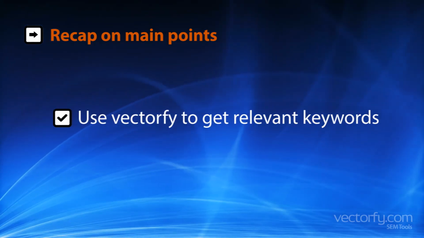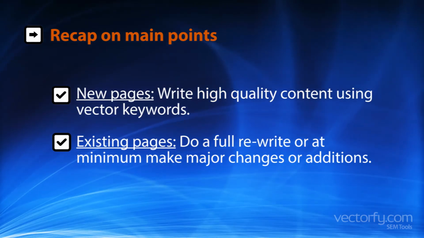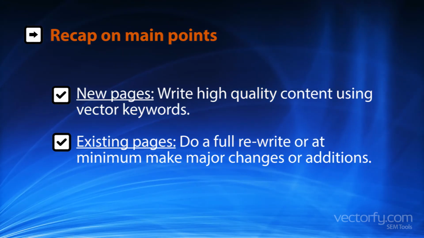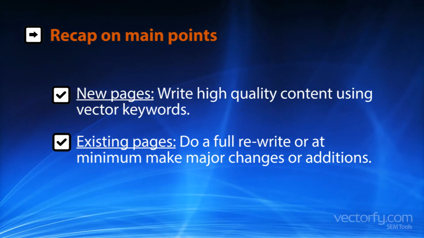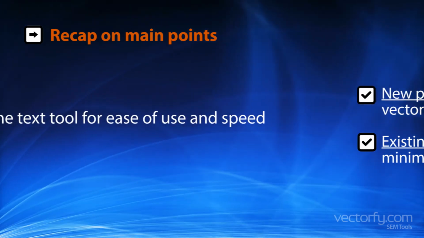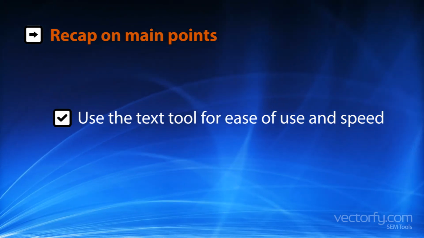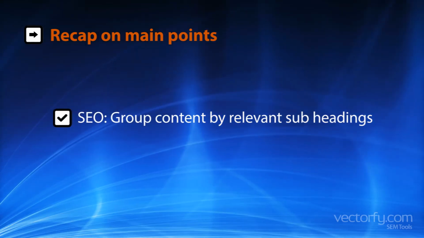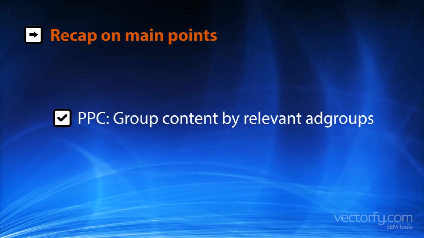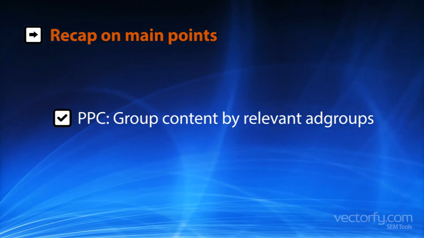1. Research relevancy vector keywords using Vector Phi. 2. For new pages, write content using the vector data. For existing pages already indexed, do a full rewrite or at minimum make major changes to the content, including increasing the relevancy using vector data. 3. Use our text writer tool to help make writing your content easier. 4. For SEO, try and find subheadings, H2s, to group your content by from the list of vector keywords. 5. For PPC, find ad group main terms to theme your subheadings H2 by.